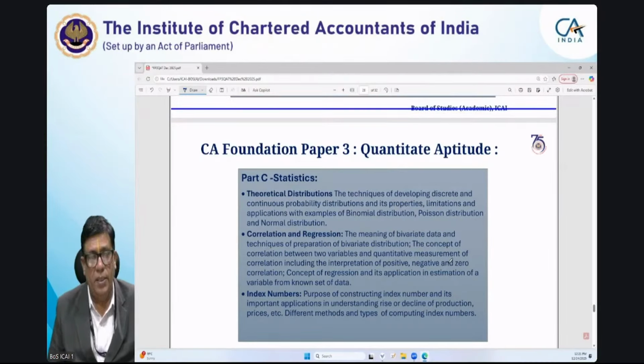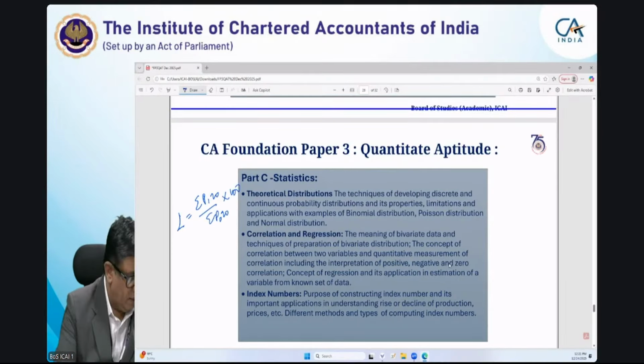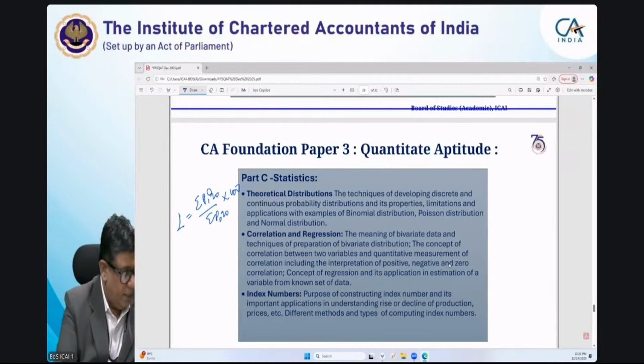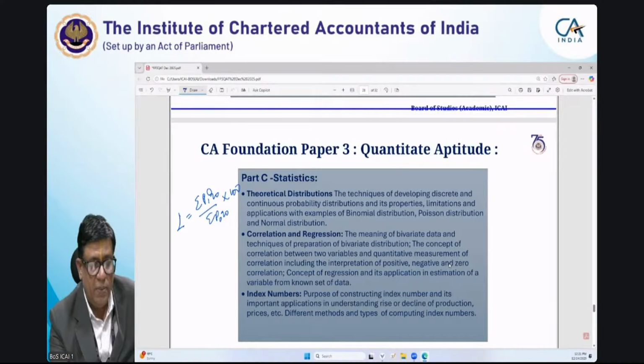And Laspeyres' index method, Paasche's index number, Marshall-Edgeworth method and Fisher's index numbers are also in the syllabus. Now we talk about the Laspeyres index number. The Laspeyres index number is equal to summation P1 Q0 by summation P0 Q0 into 100. That means the Laspeyres index number is a weighted method, a weighted aggregative index number: sigma P1 Q0 by sigma P0 Q0.